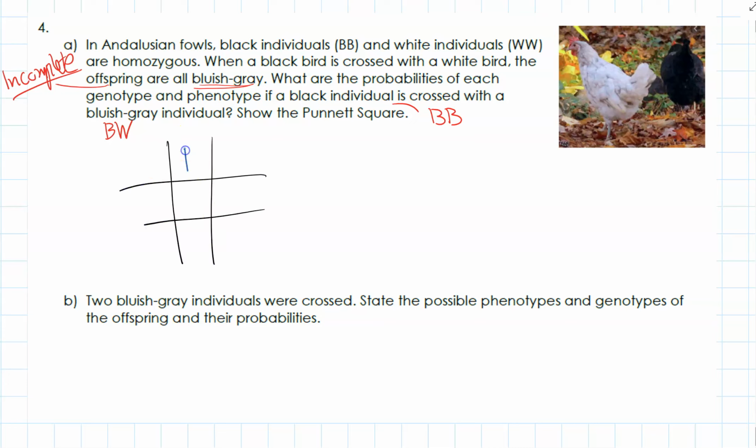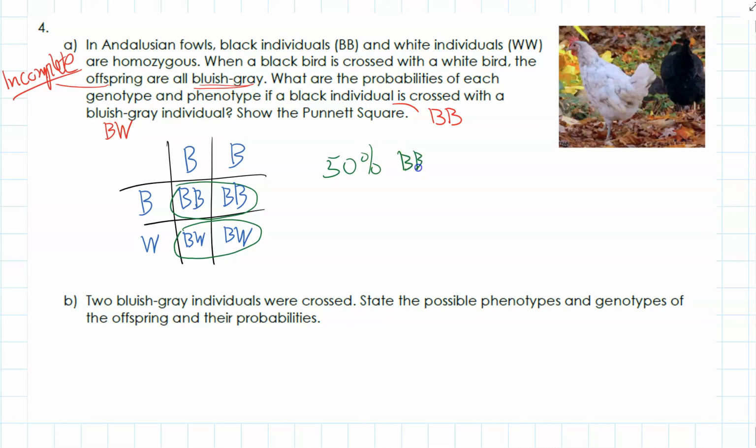So a black individual has to donate a B or a B, and a grey chook is going to donate a B or a W. And then we'll fill out our Punnett Square for the possible baby chicks that could be made here. There we go. And we can see it's going to be 50-50. 50% of the chickens are going to be black and 50% are grey.